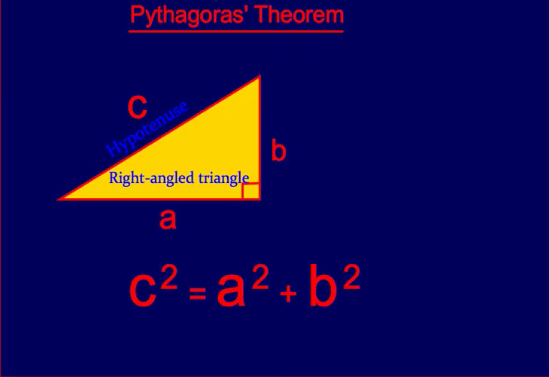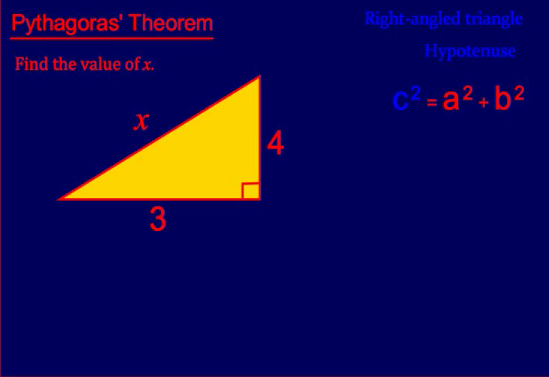So how do we apply this in problems? Very easy. Let's say you have a question like this, and the question asks you to find the value of x. So the first thing you check, is this a right angle triangle? Yes, it is, because that is 90 degrees. Next thing, where is the hypotenuse? Well, the hypotenuse is the length opposite 90 degrees, which is the longest length, that is x.